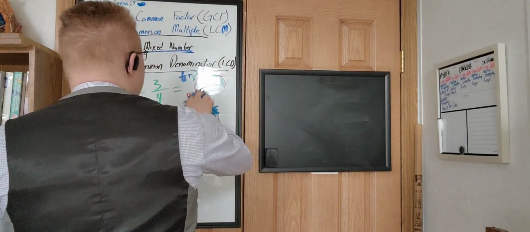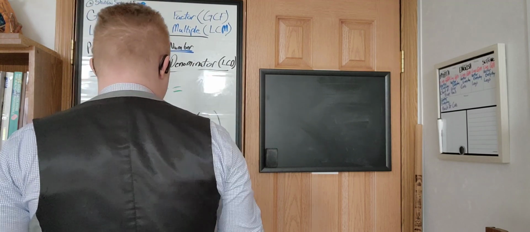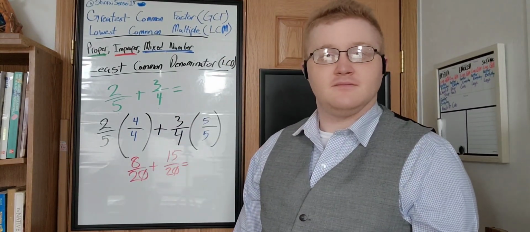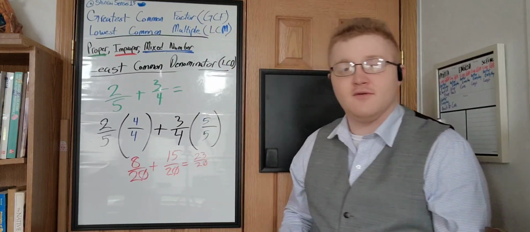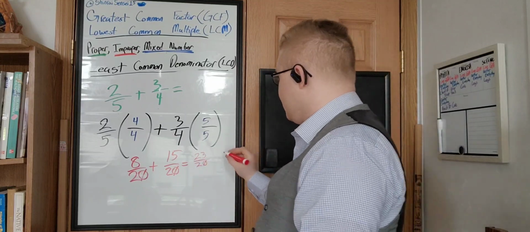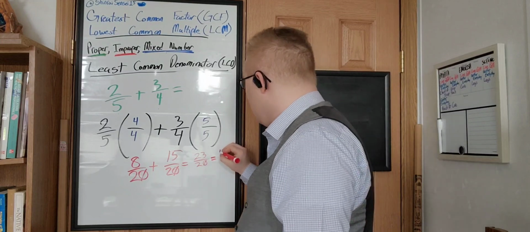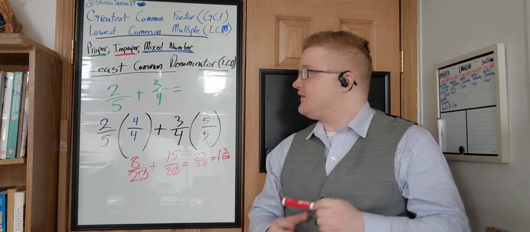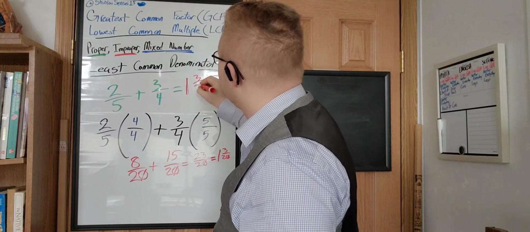So let's go ahead and erase this so that we don't get any more confusion with it being right next to this other addition problem that we're working on right now. Right? All right. So now, 8 plus 15 is 23. So it's 23 20ths, right? Well, that's an improper fraction, right? So we have to simplify that down. If this is the final answer and we don't have any more work to do with that fraction, then we simplify it down to be 1 3/20. And that is the final answer on what 2/5 plus 3/4 is going to give us. 1 3/20.